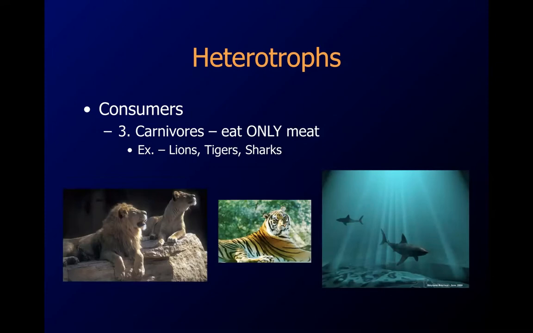But students, we have carnivores that live right here around us. For example, we have bobcats out here. We also have snakes that are considered to be carnivores. There are a variety of organisms out here that are considered to be carnivores that eat meat only.